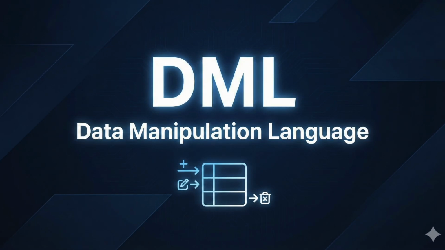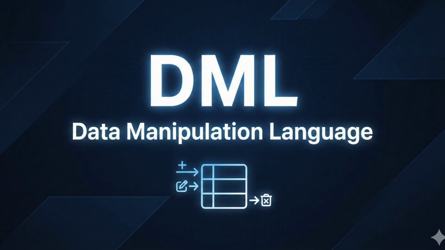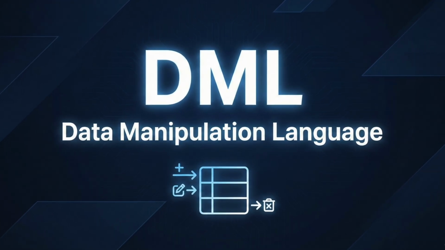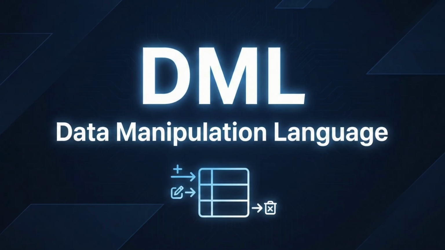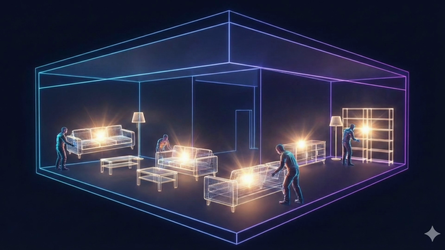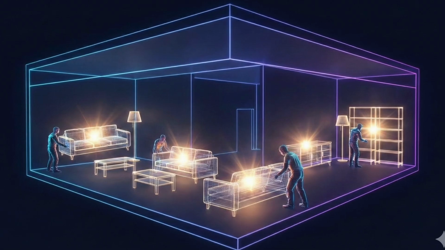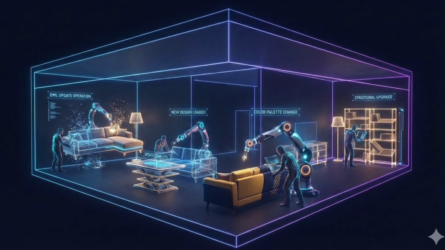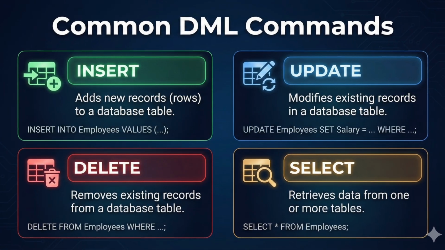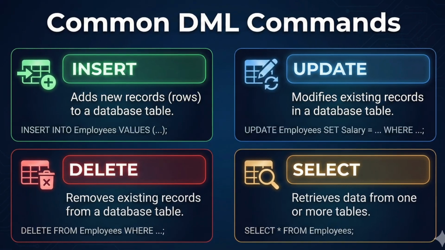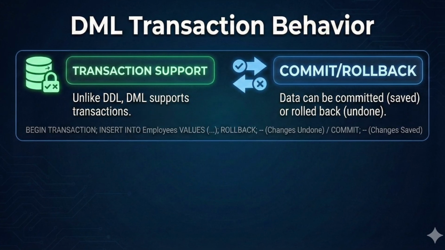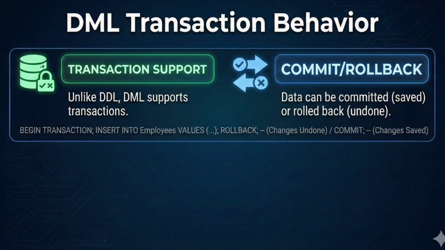Second is DML, which stands for Data Manipulation Language. DML commands work with actual data inside tables. If DDL builds the house, then what does DML do? DML works with the furnishing inside the house. It will add objects to the unfurnished DDL house. Some common DML commands are insert, update, delete, and select. But unlike DDL, DML supports transactions. Data can be committed or rolled back.